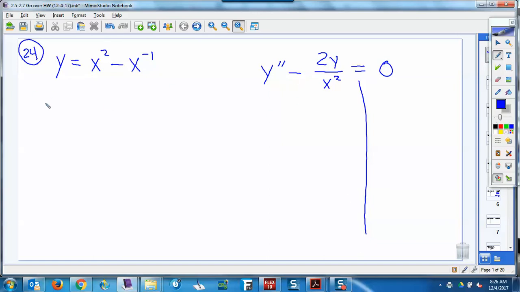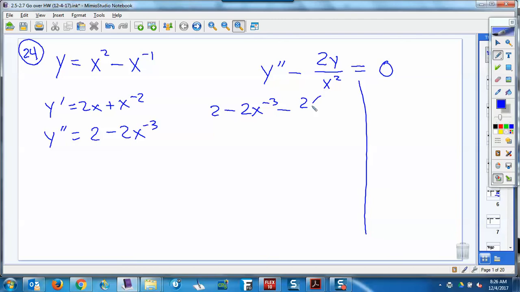Okay, so y double prime. So I'm going to need y prime. So that's 2x plus x to the negative 2. And y double prime is 2 minus 2x to the negative 3. So there's y double prime. So that's just using our derivative rule. Okay? So that goes there. So 2 minus 2x to the negative 3 minus, now in place of the y, I'm going to put that. So that's going to be x squared minus x to the negative 1 all over x squared. And then this side, there's nothing to do.